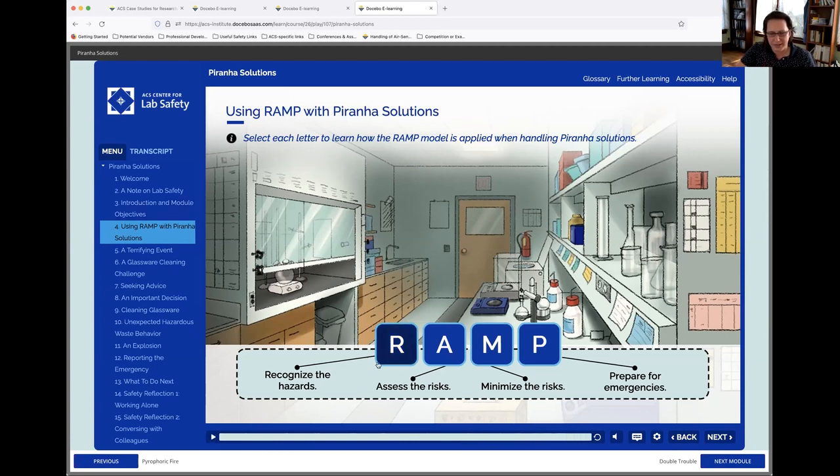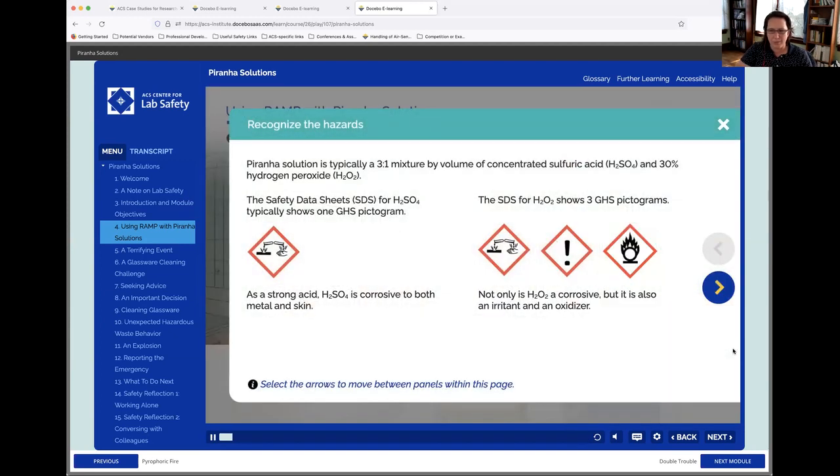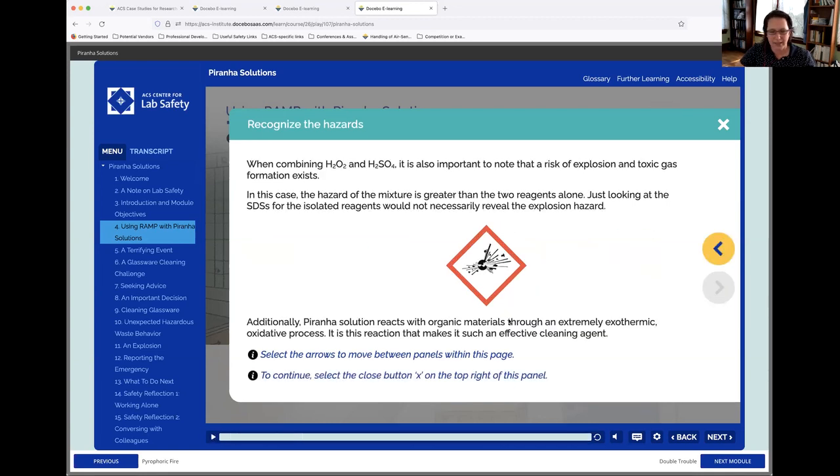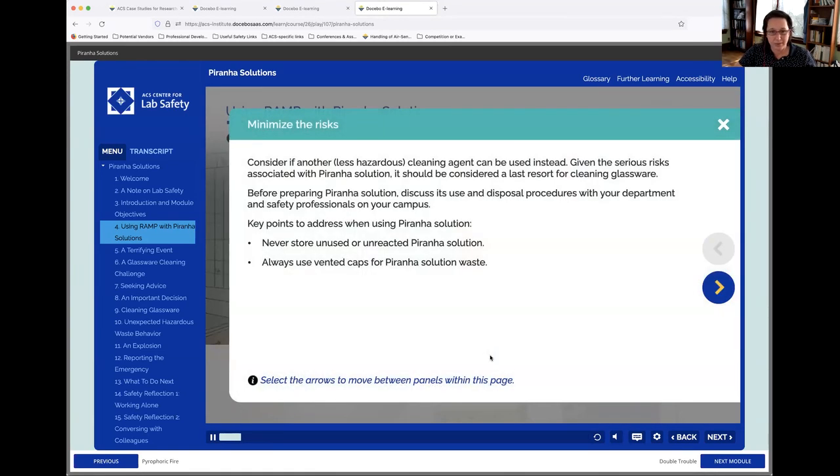We use this particular case study as an opportunity to not only discuss the importance of consulting safety data sheets for individual chemicals, but also to point out that it is important to go beyond safety data sheets when working to recognize hazards of an experiment. For example, neither chemical that goes into a typical piranha solution is explosive. However, the combination does create a potential for an explosion hazard. Additionally, when looking at ways to minimize the risks that have been identified, we emphasize that it is important at the end of the day to actually consult with the people in your department and safety professionals on your campus to make sure that regulations are being followed.